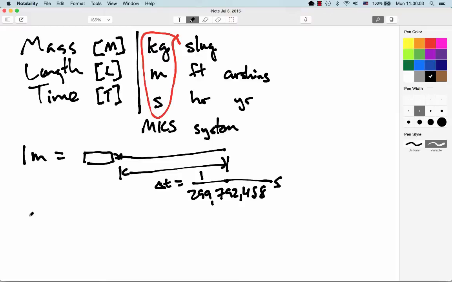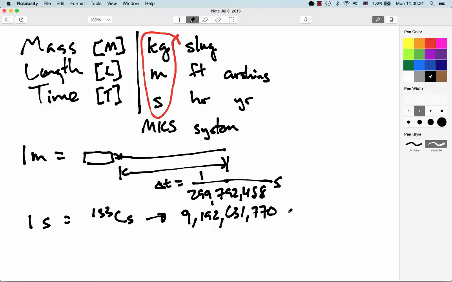To get a second, what you do is you take yourself a nice atomic clock, you drive a certain hyperfine transition of the cesium-133 atom. And when you count 9,192,631,770 of those periods of oscillation, you can say that a second has elapsed.